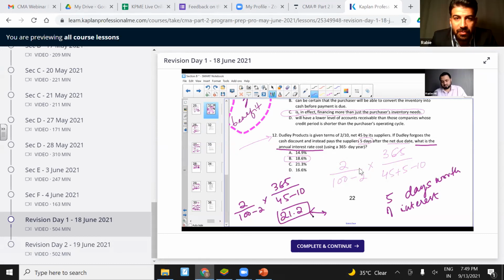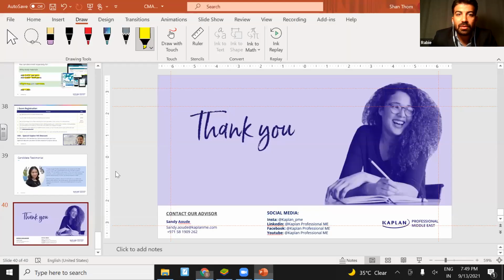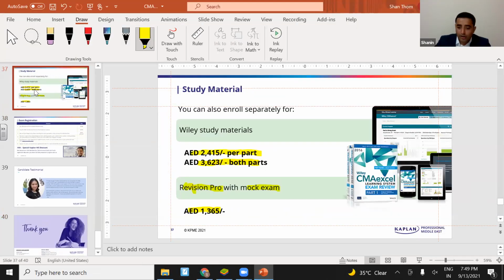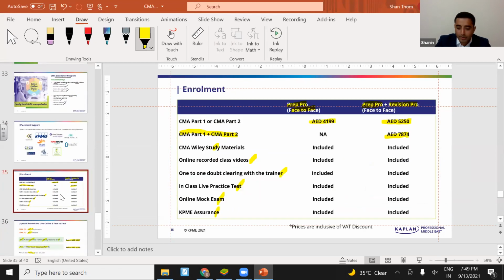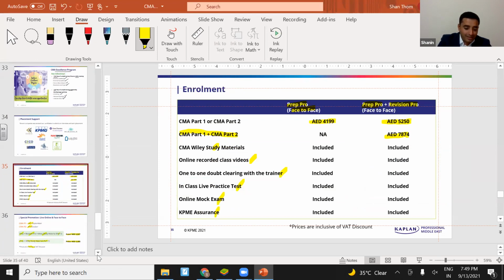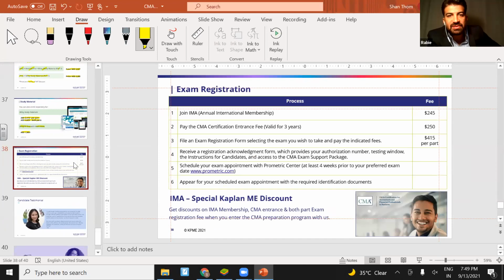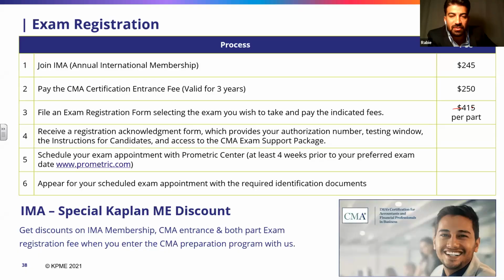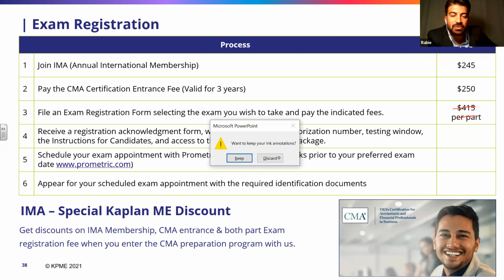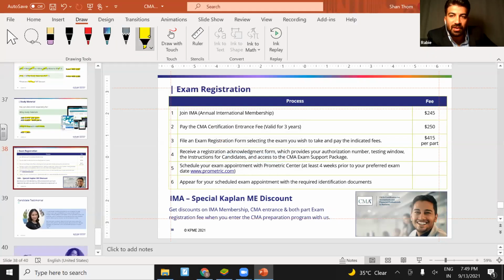Is this fees cover both parts? So are you referring to this fees, or are you referring to the CMA fees? If it is for the CMA fees, it is 415 for each exam part, and you will get a discount from Kaplan, $115 for each. So each exam part will be $300.